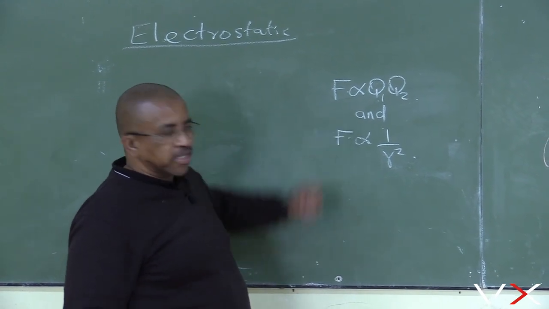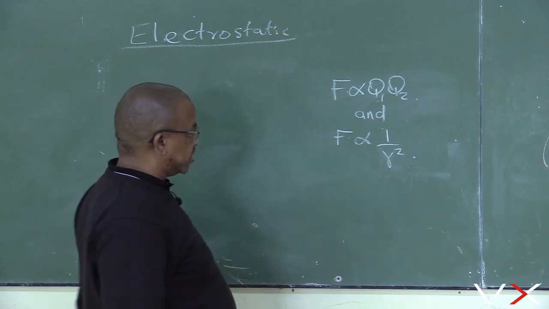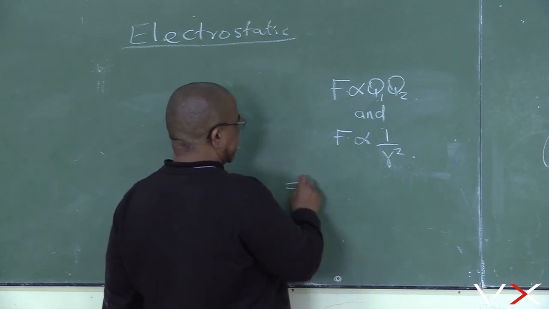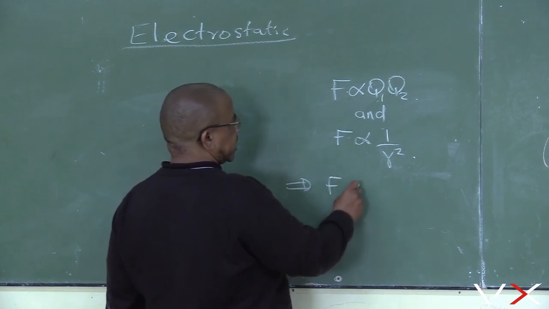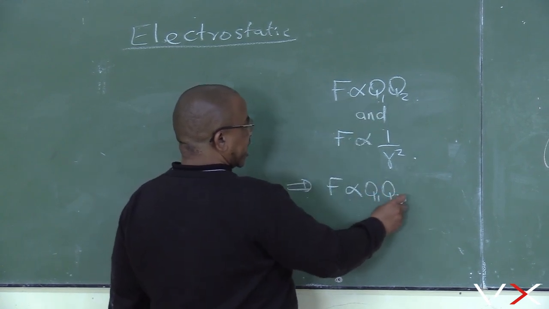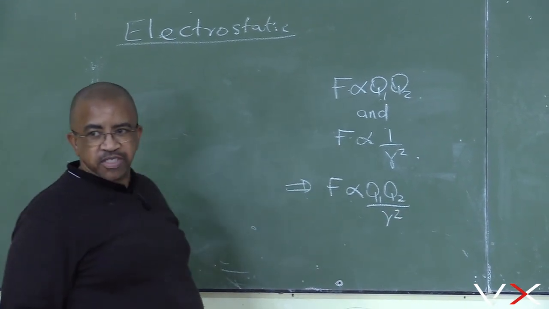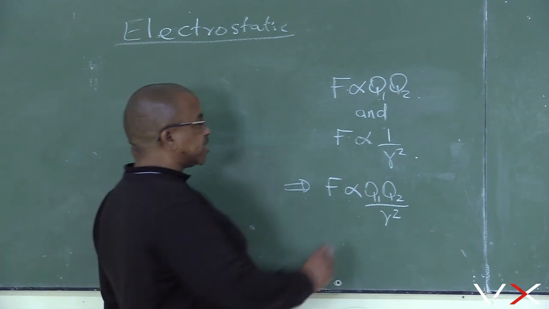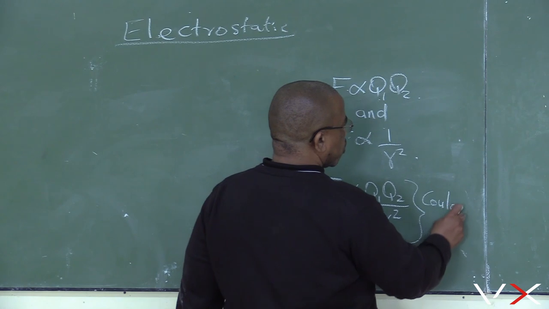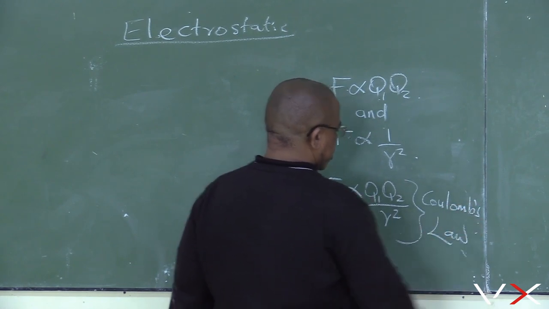You bring these two together. The electrostatic force is a common factor, which implies that the electrostatic force is directly proportional to the product of two charges and inversely proportional to the square of the distance between the charges. And this is known as Coulomb's law.